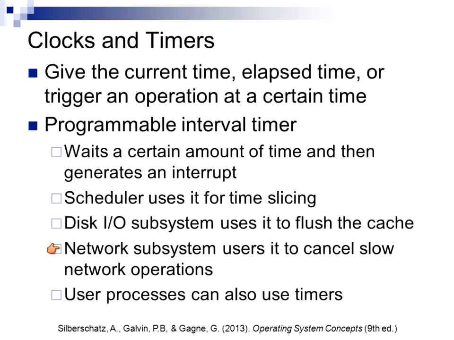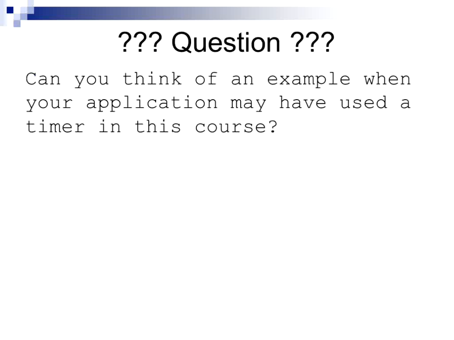The network subsystem uses it to cancel slow network operations. You may have seen this where you're waiting for something to happen, and your system times out waiting for network I/O. It happens sometimes with me when I'm downloading large files. It might time out waiting if my network connection is very slow. And then user processes, applications, can also use timers.